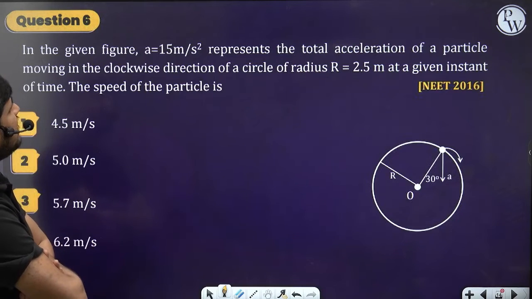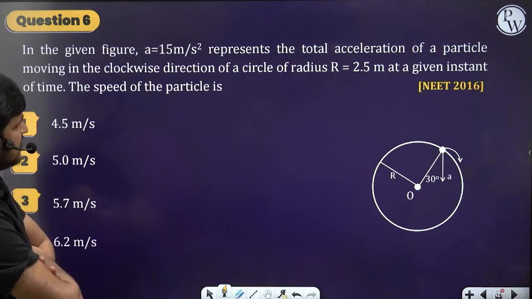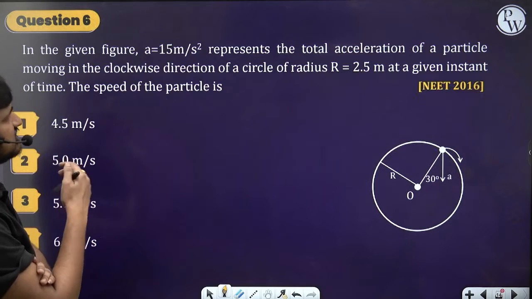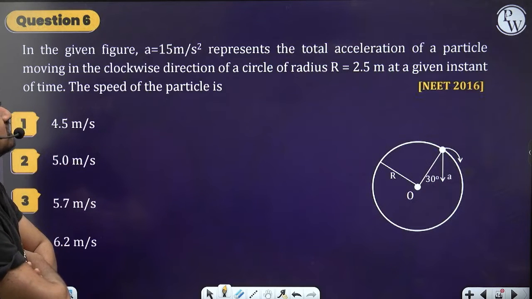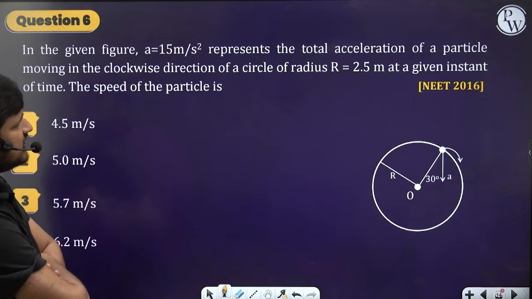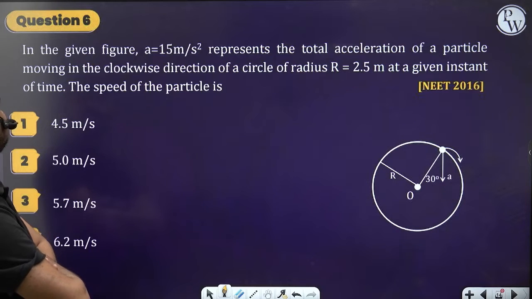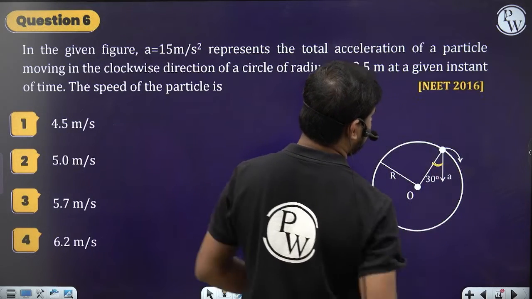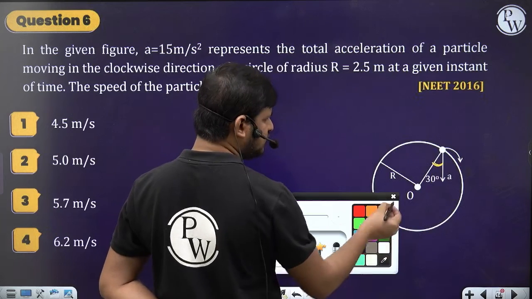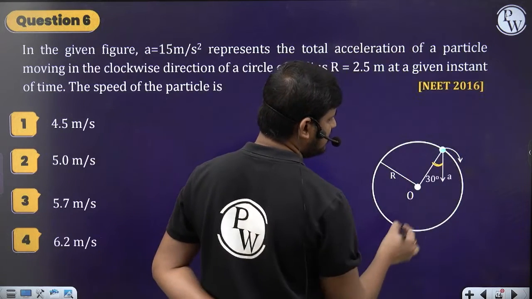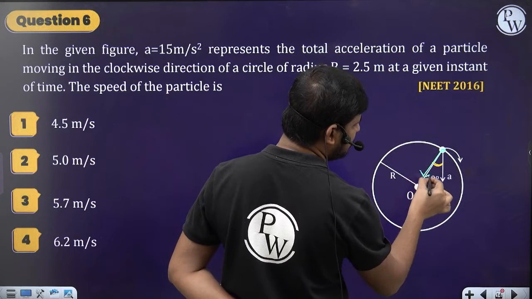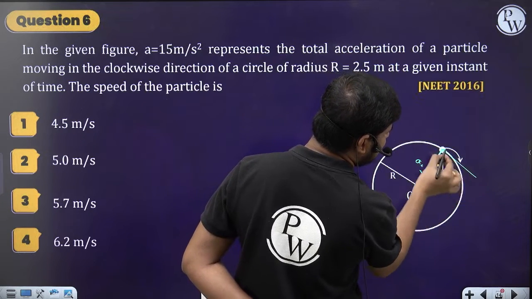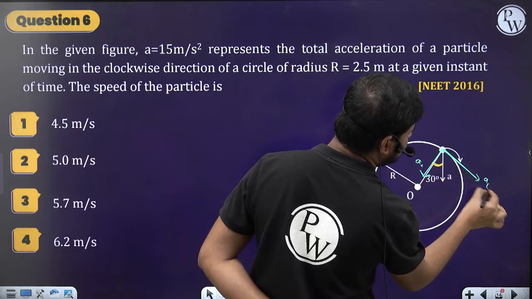So in the figure, A equals 15 meter per second square, which represents the total acceleration. Here it is the net acceleration of the particle moving in a clockwise direction on a circle of radius 2.5 meters at an instant of time. The angle is also given. We know that when the particle is moving in a circular path like this, the centripetal acceleration will be towards the center, and the tangential acceleration will be along this side. Yes or no?